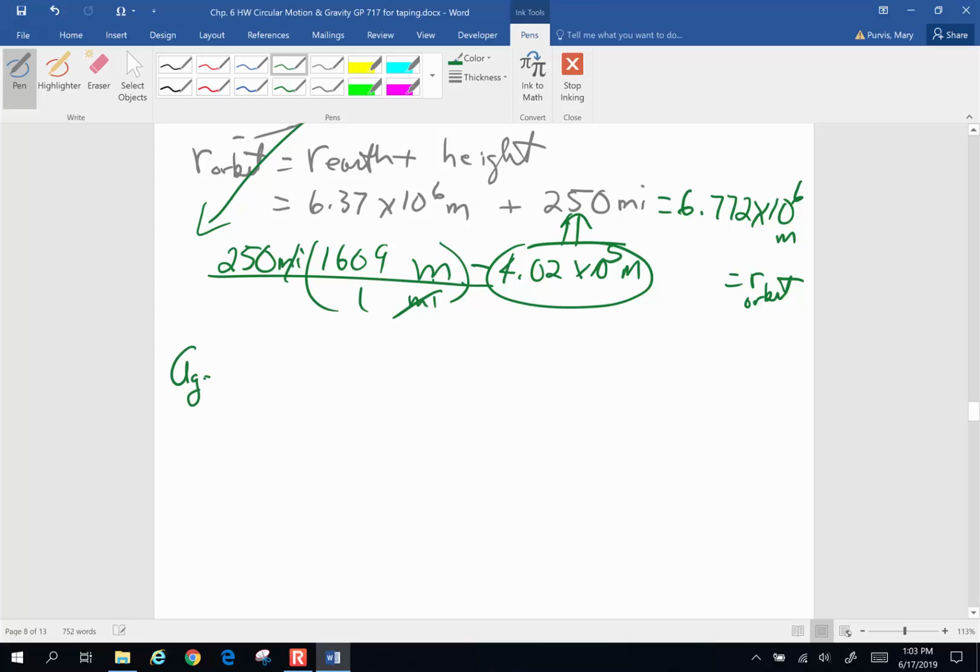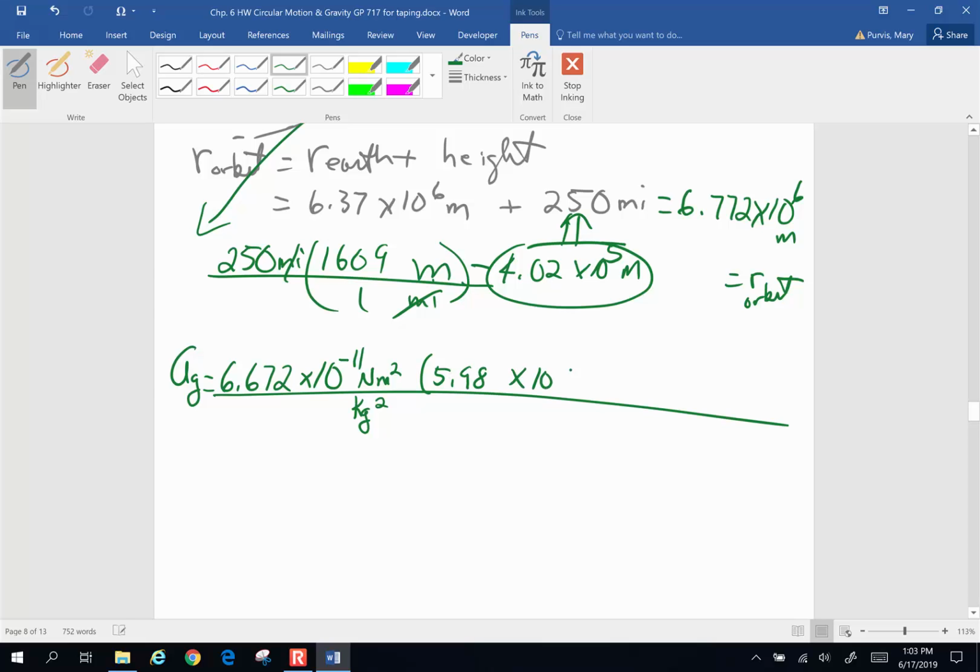Acceleration of gravity is going to be equal to G, 6.672 times 10 to the negative 11th Newton meters squared per kilogram squared, times the mass of planet Earth, and the mass of planet Earth is 5.98 times 10 to the 24th kilograms, divided by the radius of the orbit, 6.772 times 10 to the 6th meters, but you got to square that.